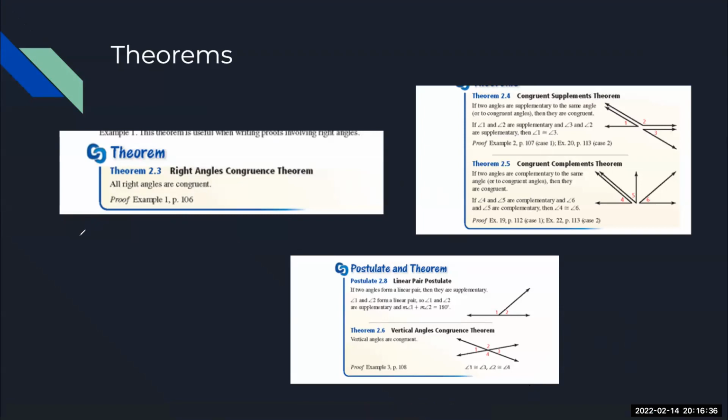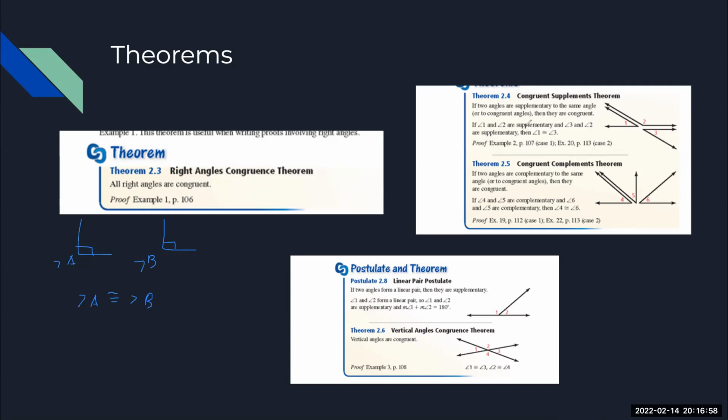So for example, let's say this is angle A right here. And let's say this is angle B. And if they both have right angles, angle A is congruent to angle B.